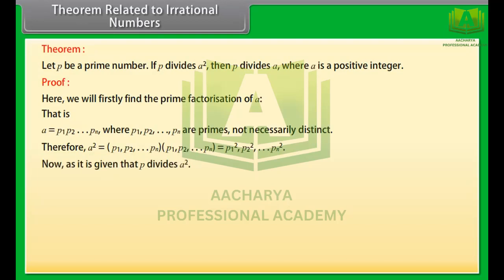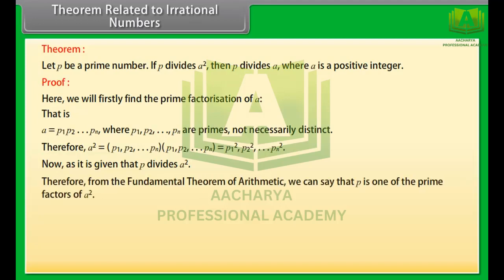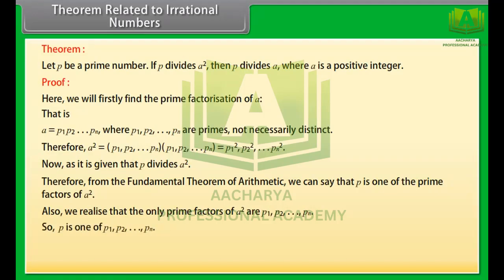Now, as it is given that p divides a square, from the fundamental theorem of arithmetic, we can say that p is one of the prime factors of a square. Also, we realize that the only prime factors of a square are p1, p2, and so on, pn. So, p is one of the p1, p2, so on till pn. Now, since a is equal to p1, p2, so on till pn, we can say that p divides a.